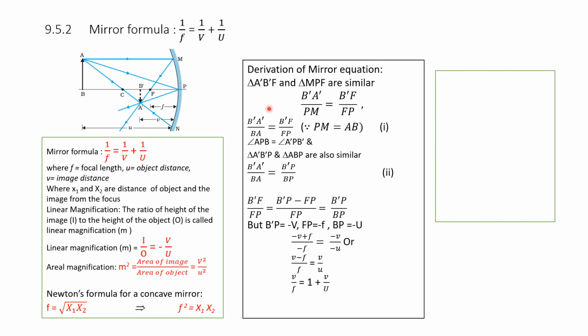Therefore, triangle APB and triangle A dash B dash P are also similar because they stand on the same base with the same angles. Therefore, B dash A dash by BA is equal to B dash P by BP.